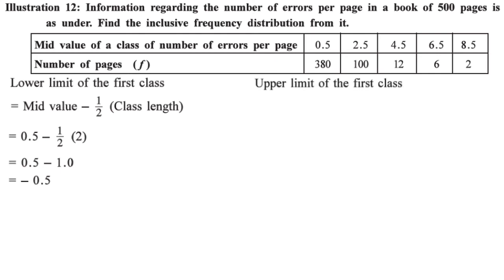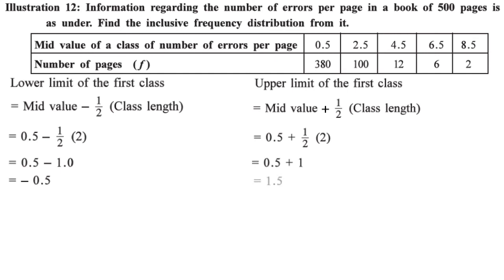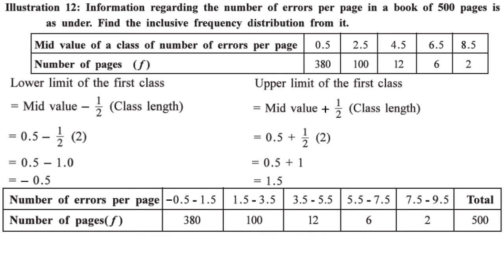Now I will find the upper limit of the first class. The mid value plus half of the class length will be the formula here. So 0.5 plus 1 upon 2 into 2, that is 0.5 plus 1, 1.5. Okay, so that is the upper limit of the first class. Now the first class is negative 0.5 to 1.5, and we will follow the same formula for each of the mid values, and we will get a table like this. The first class is negative 0.5 to 1.5, the second class is 1.5 to 3.5, the third class is 3.5 to 5.5, the fourth class is 5.5 to 7.5, then 7.5 to 9.5.